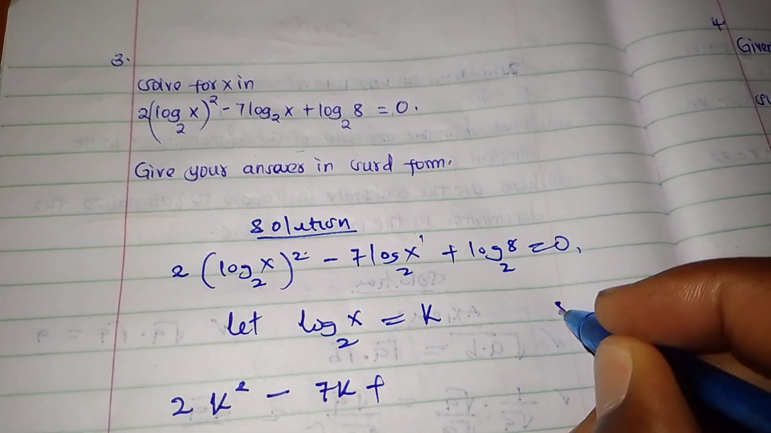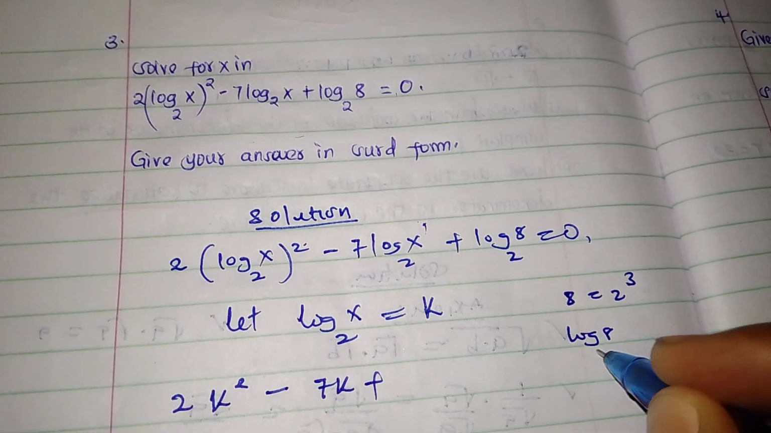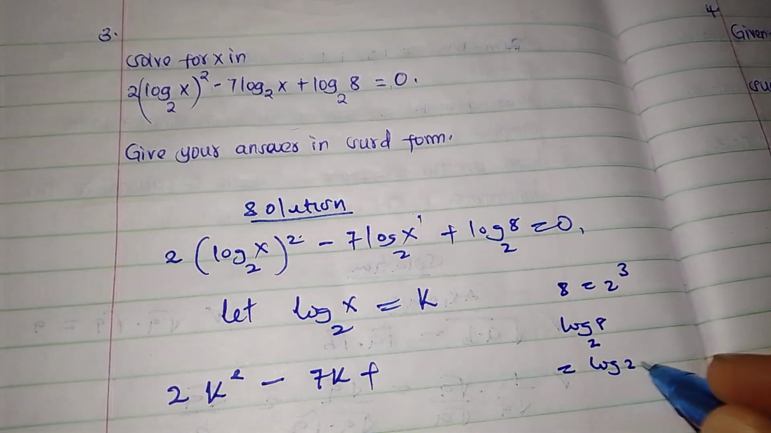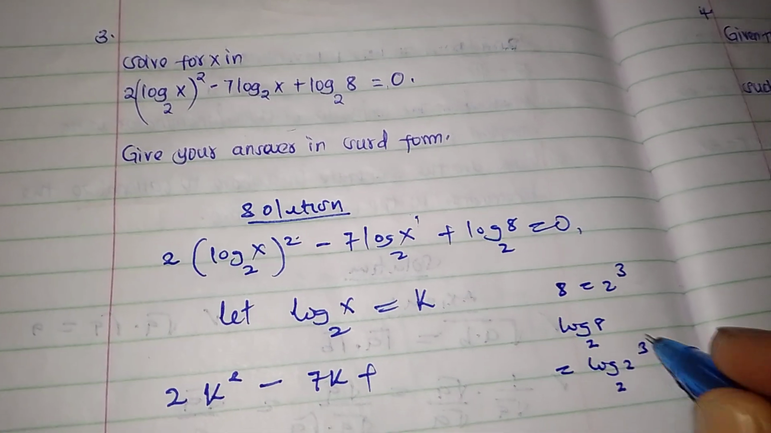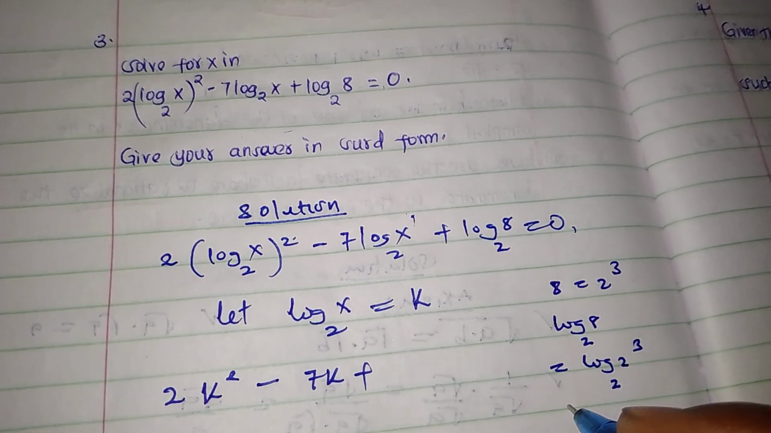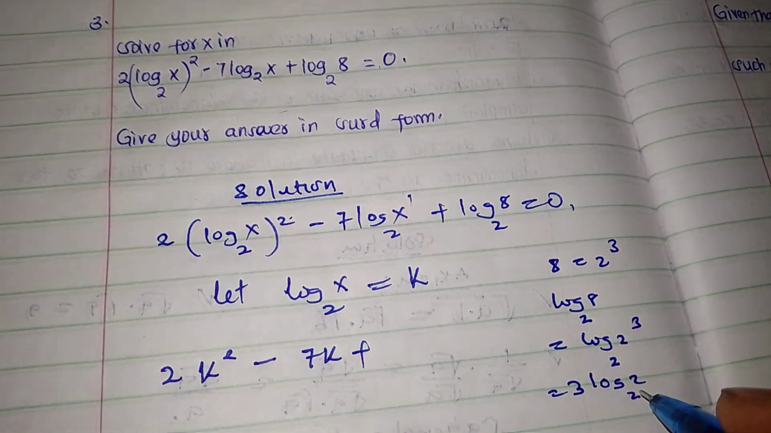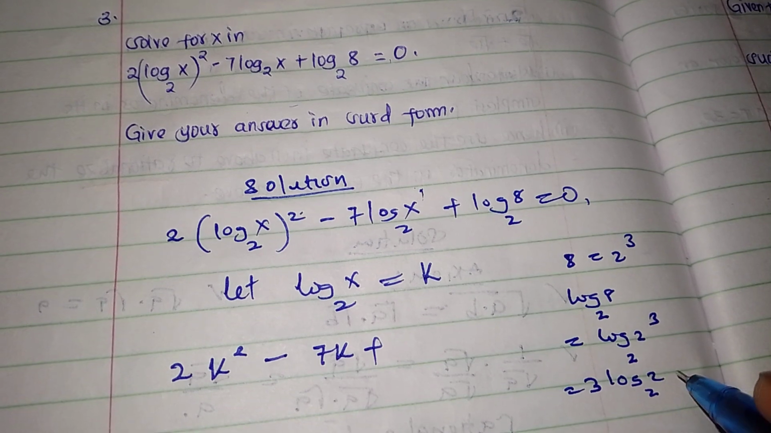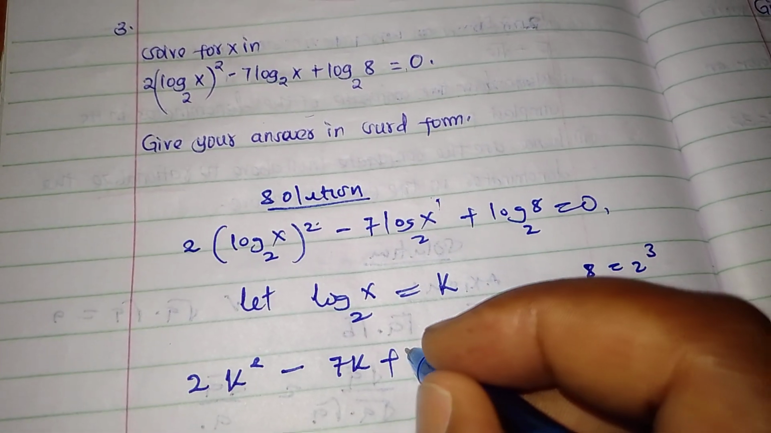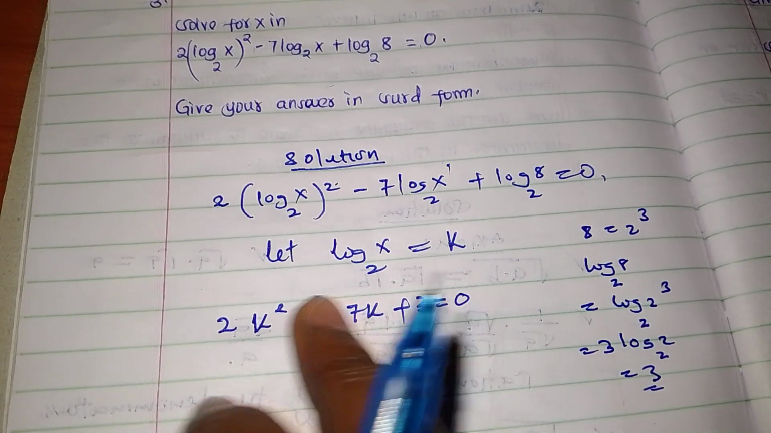We know that 8 is the same as 2 to the power 3. So log of 8 to base 2 can be written as log of 2 to the power 3 to base 2. And now using the laws of logarithm, we can bring this 3 in front, so you have 3 log of 2 to base 2. Now we also know that log of a number to its base is 1, so this is nothing but 3 times 1, which is 3. So we can replace this one with 3, and then we get the quadratic equation appearing that way.